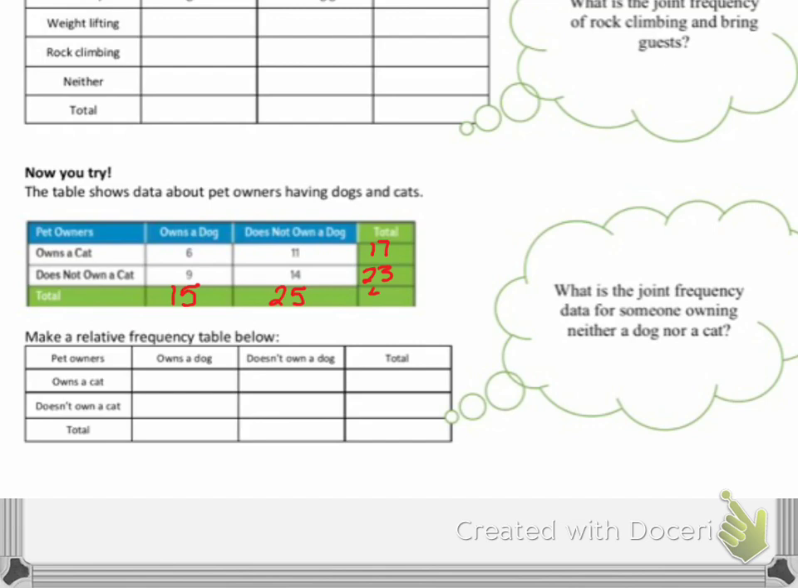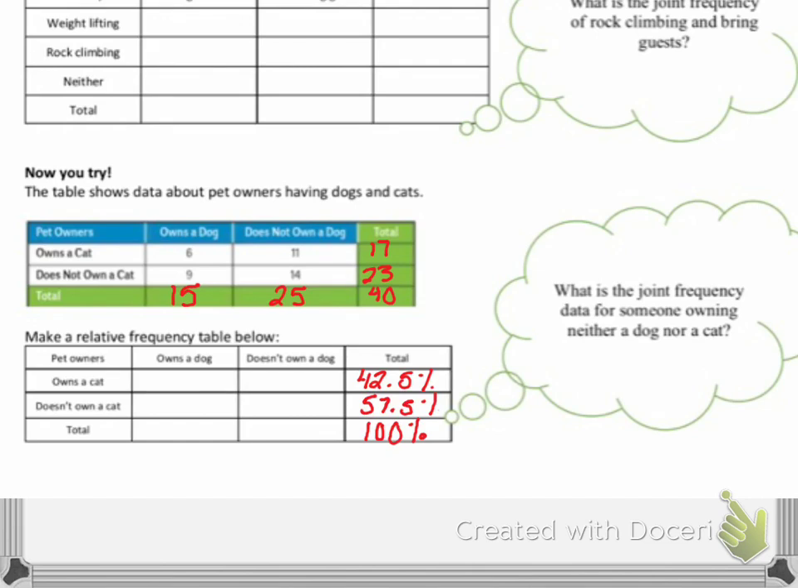And altogether we have 40 people that were surveyed. So I'm always going to start with 100% in the bottom right-hand corner. Starting with those that do not own a cat, that was a total of 57.5%, leaving me with 42.5% that own a cat.